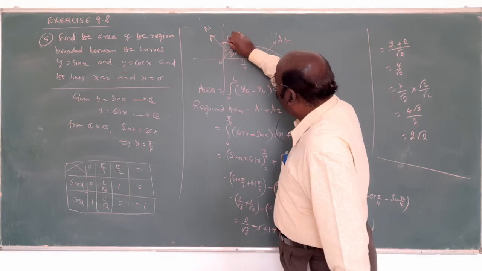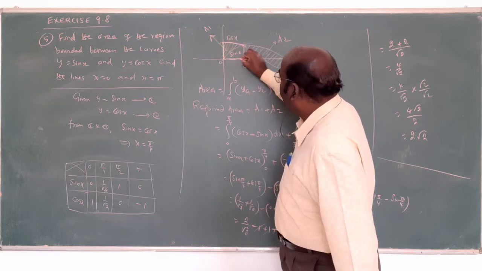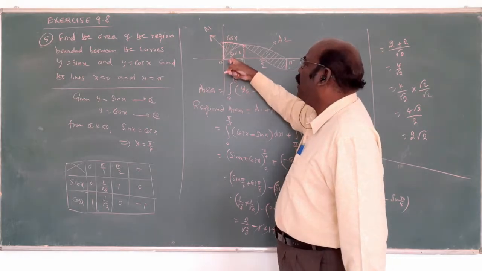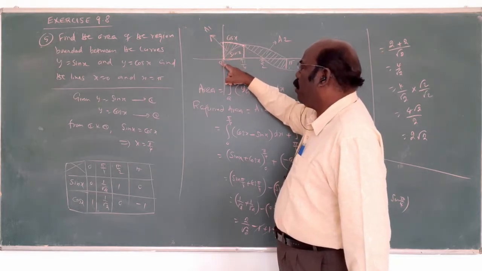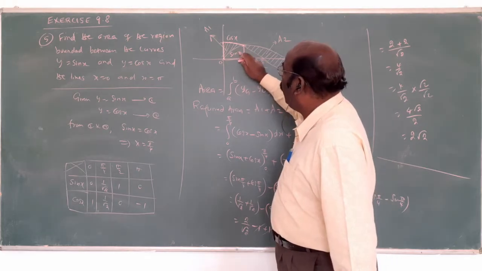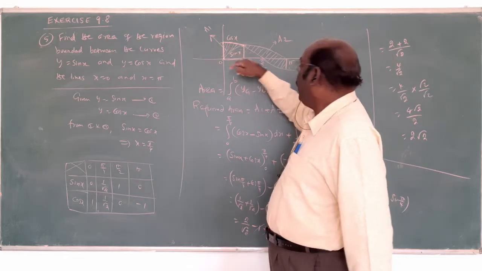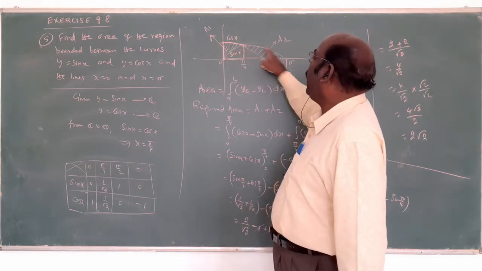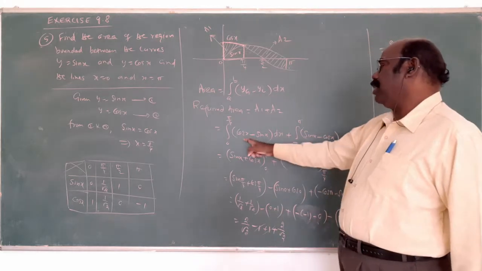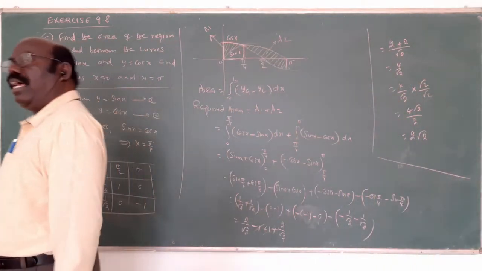From 0 to pi by 4 on the x-axis, the whole area will come. But we use this area only. Because the sin x area, from 0 to pi by 4, means this remaining part. This area will become the whole area minus this area. In this way, sin x is 0, cos x is 0. That's why sin minus cos here, cos minus. In this way you substitute, then after integration, apply the limit, we get the answer.